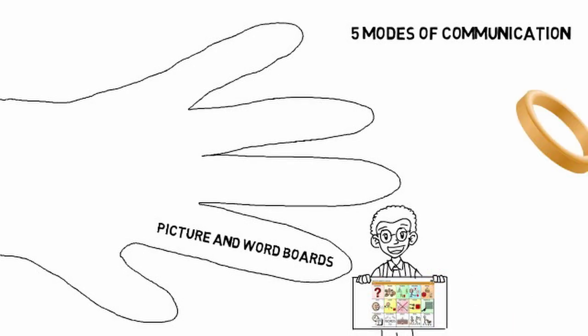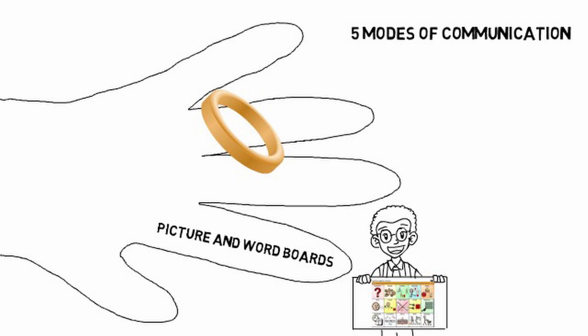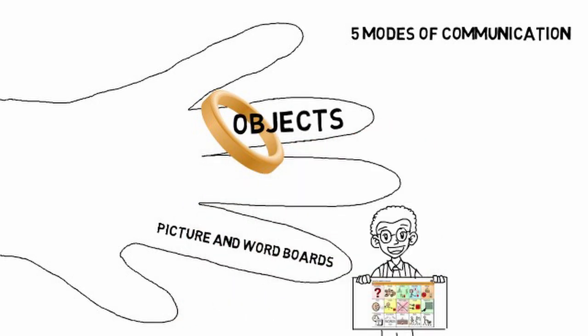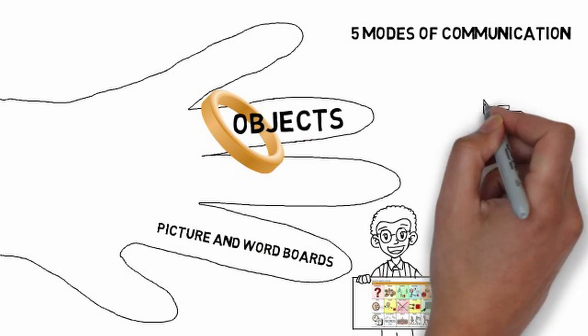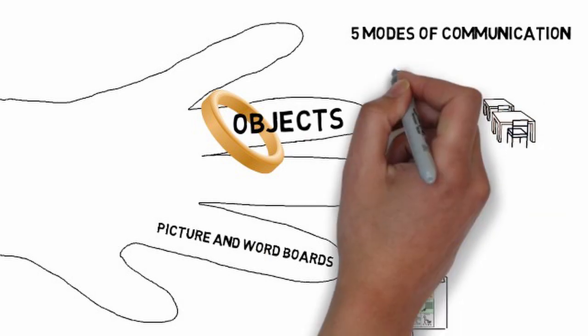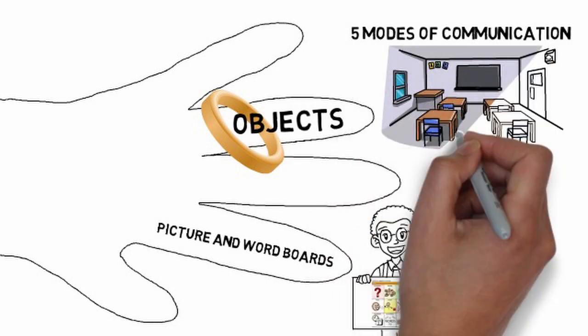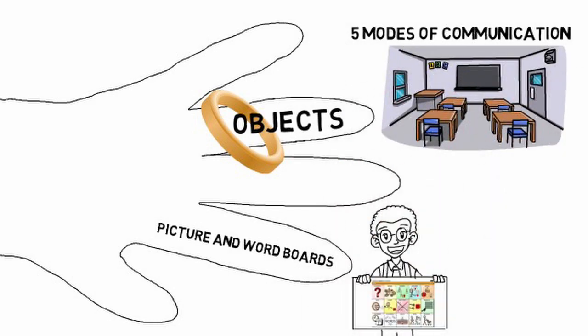The ring finger, a finger we commonly have an object on, can represent objects in our environment. How do we use common objects, like a cup, a water fountain, or the taps in the sink? These help to indicate we want something, such as a drink.